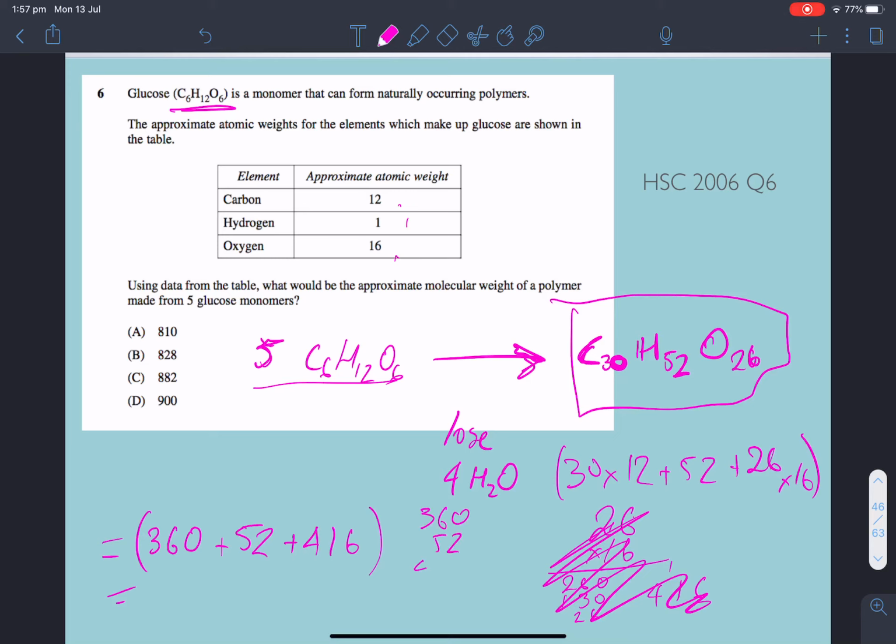52 plus 416 plus 360. So that's going to be 8, 6 and 5 is 11, 12, 7, 8. 828. Look at that, we get B.